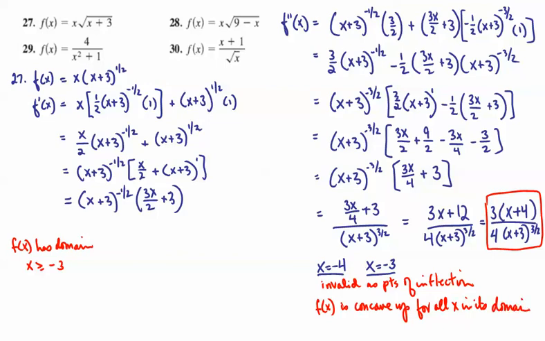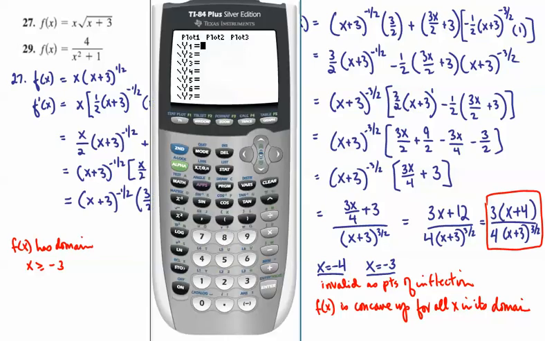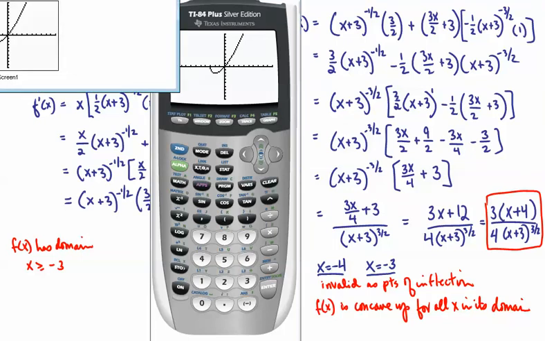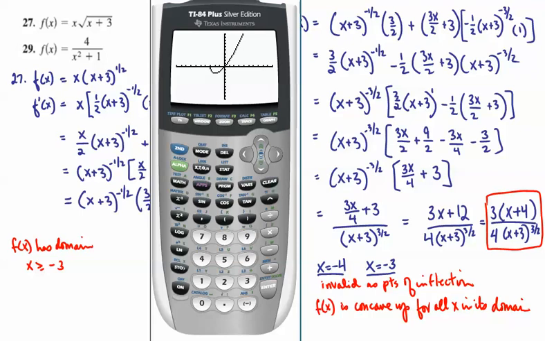Now we'll bring in the graphing calculator and see if that's actually true. So we'll see what happens here. We'll plug in x times square root of x plus 3 and zoom standard and see what we get. Well, in fact, we do have a graph that is concave up for all x. Let's take a snapshot of this, and we'll put that on the workspace.